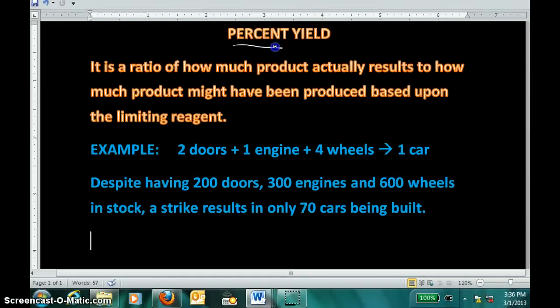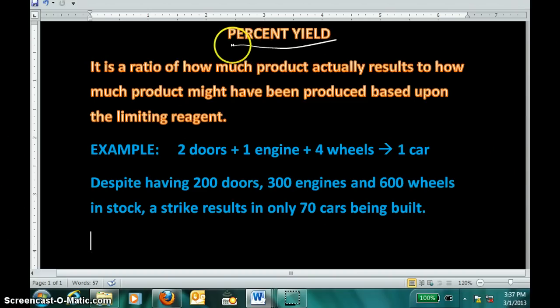Percent yield is an important concept in stoichiometry and chemistry because virtually no reaction runs to completion. No reaction uses up all of the reactant, even if it's the limiting reagent. That's a consequence of something you'll learn about later called equilibrium. Eventually the reverse reaction kicks in and you end up with a balance of reactants and products, and you don't get a complete production as a consequence.